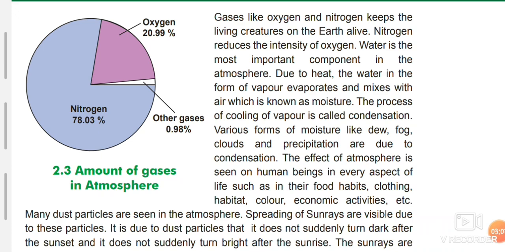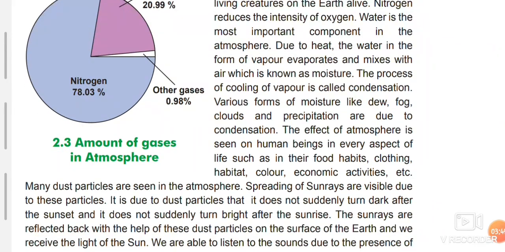Water is the most important component in the atmosphere. What is the most important component of the atmosphere? Water. Due to heat, the water in the form of vapor evaporates and mixes with air, and it is known as moisture. If I explain the process of moisture, due to the heat of the sun rays, the water that evaporates is what we call moisture. Then when that same moisture, that same vapor, cools, the process is called condensation. What will you call it?